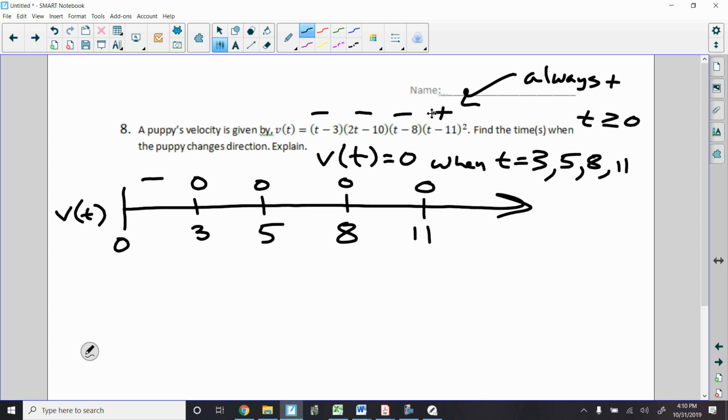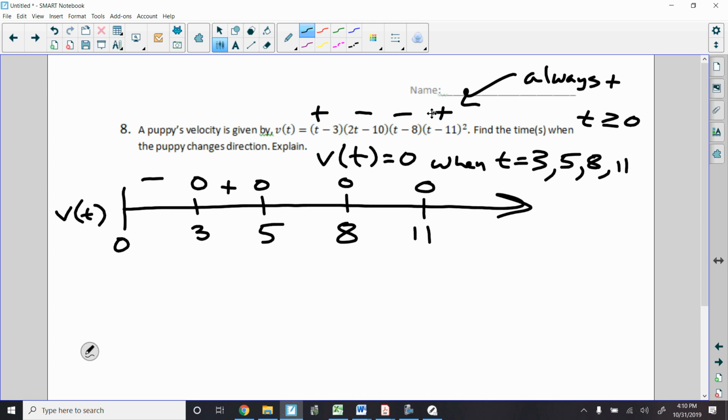All right, now I'm going to pick a number between 3 and 5. I'm going to use the number 4. 4 minus 3 now changes to a positive number. 2 times 4 minus 10 is still negative. 4 minus 8 is still negative. 4 minus 11 squared, that one's always positive. Now when I look, I have an even number of negative signs, so I know my overall sign is plus.